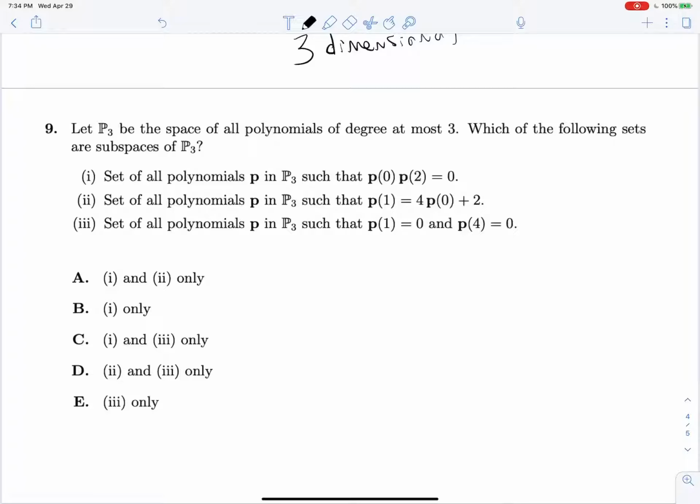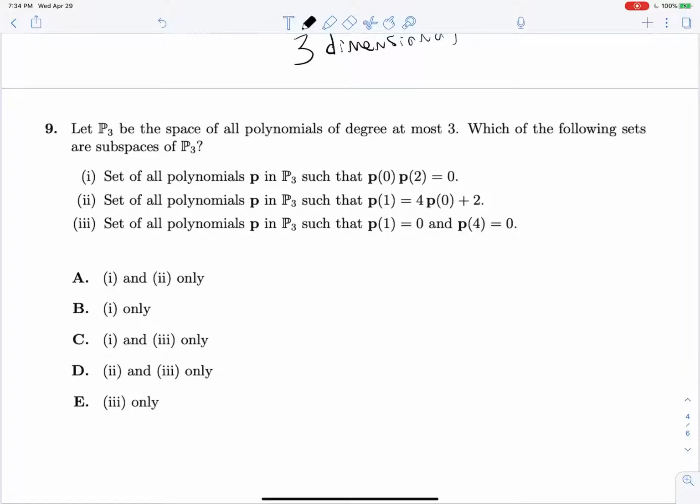So, whenever you see multiplication like this, especially if we're squaring something, be very wary of that. I'll just put that out there, because that's not usually a good sign. But starting with number 1, let's see if we can prove some things. So we're dealing with polynomials in P3. Let's see, does this include the 0 polynomial?